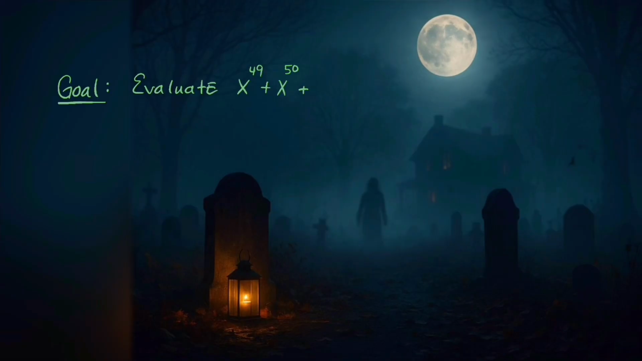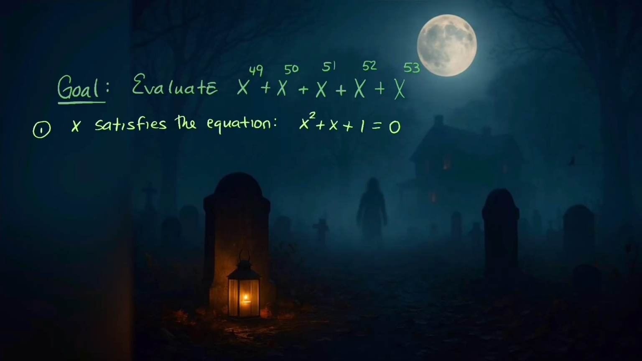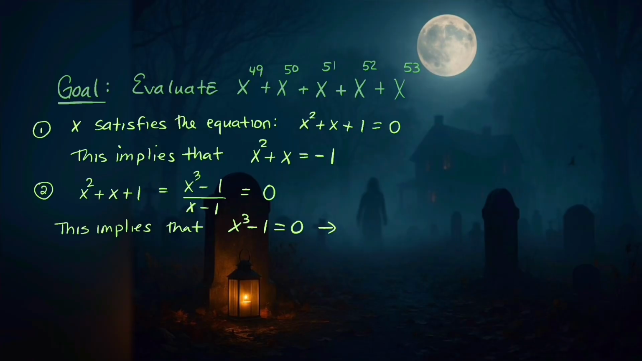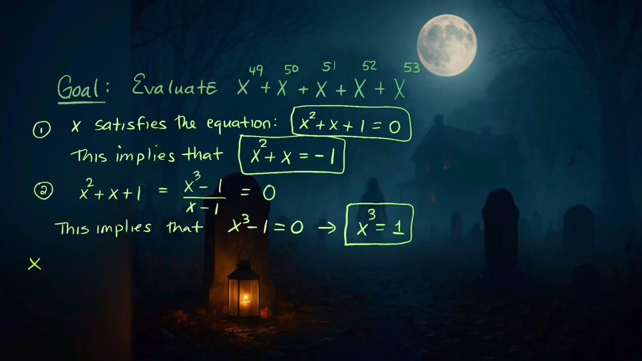So our goal is to evaluate this sum of the powers of our complex number. Now, since x satisfies this quadratic equation, it also implies that x squared plus x equals -1. And x squared plus x plus 1 can also be written as x cubed minus 1 over x minus 1, which is also equal to 0, and that implies that x cubed is equal to 1.